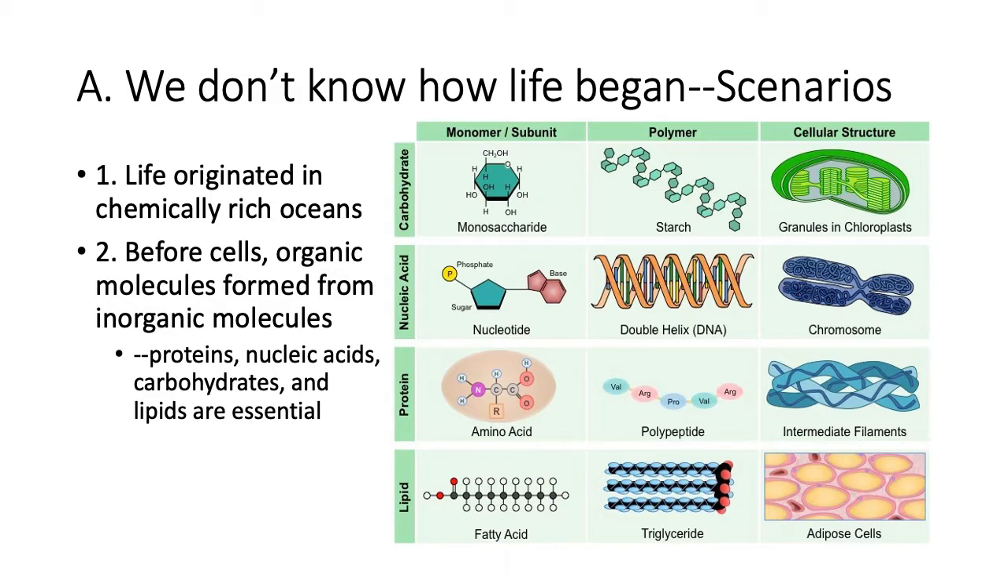And that before cells, we had to make organic molecules because cells are made up of the 4 macromolecules, or the 4 big organic molecules: carbs, nucleic acids, proteins, and lipids. And these organic molecules had to form from inorganic molecules. Okay.